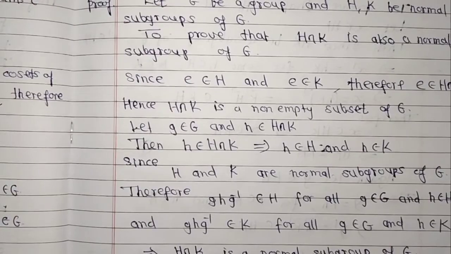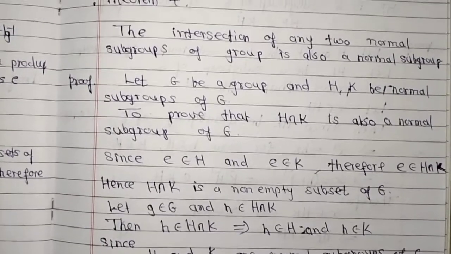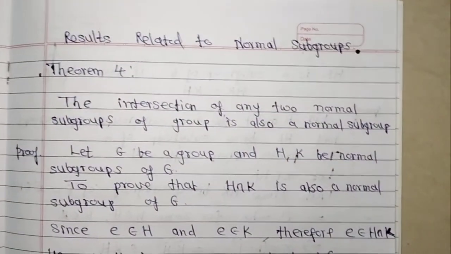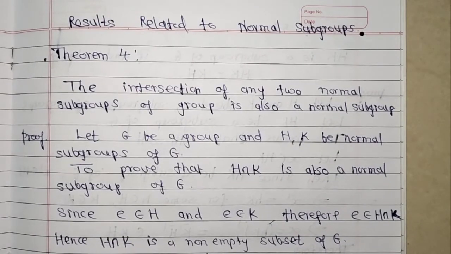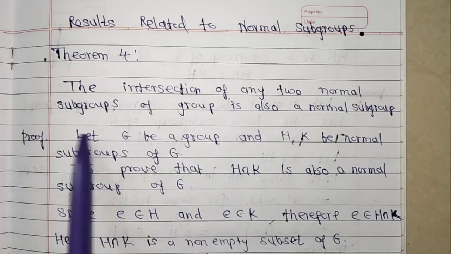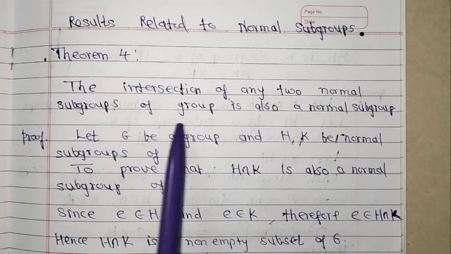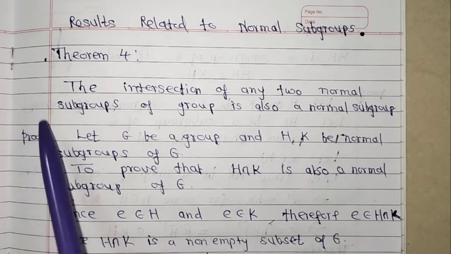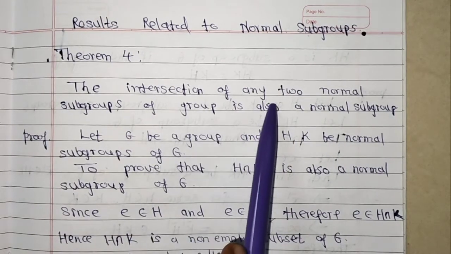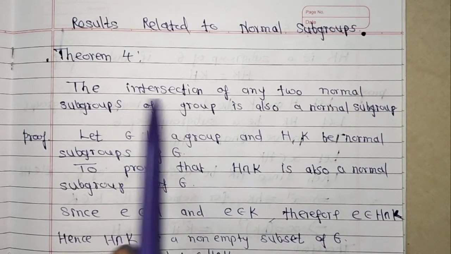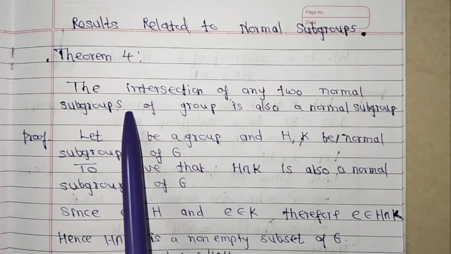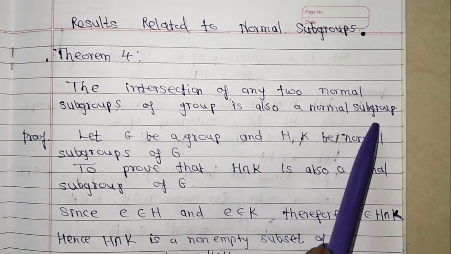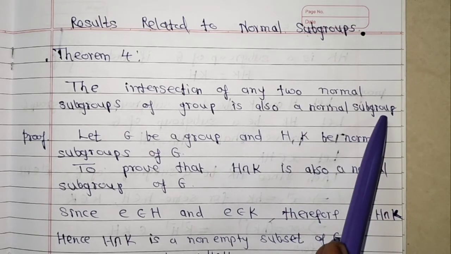Now we consider some results on normal subgroups. Theorem 4: the intersection of any two normal subgroups of a group is also a normal subgroup. This question can also be asked as an objective question: the intersection of any two normal subgroups is dash dash. It is again a normal subgroup.